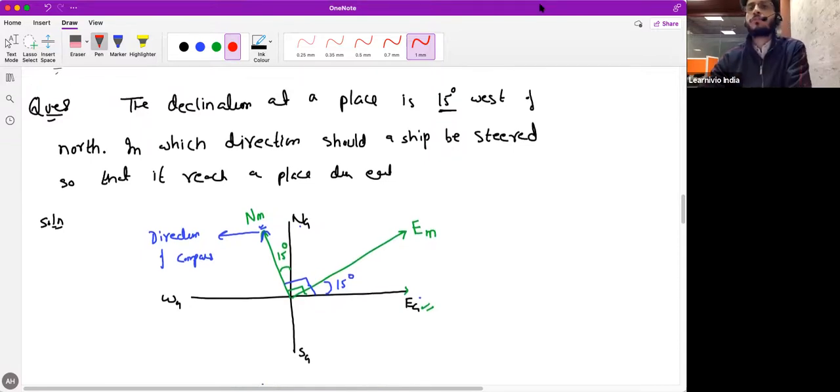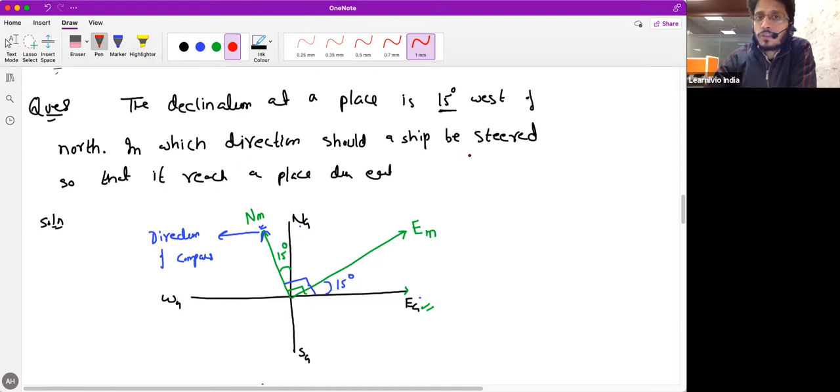See, always remember declination is the error that is in your compass needle. Basically, your compass needle never shows geographic north. It always shows magnetic north. So see, the declination at a place is 15 degree west of north. That means if this is the actual north, then your compass needle will not show this north. It will show this north. It's 15 degree west of north.